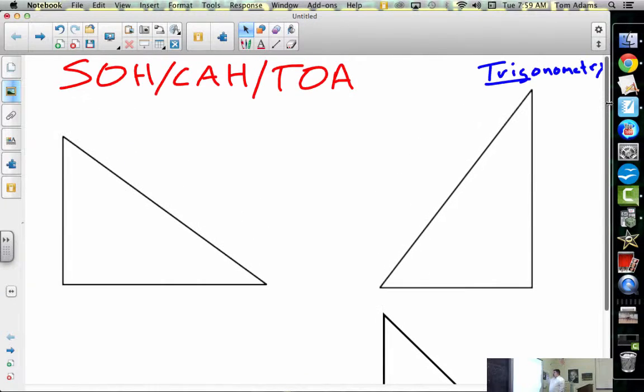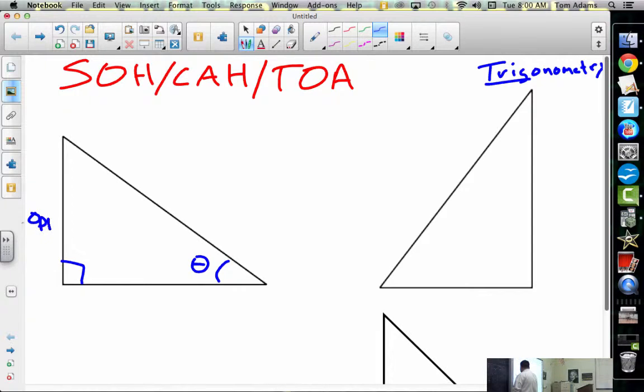Okay. So SOHCAHTOA: on any right triangle, there's a 90-degree angle. Okay? And then somewhere there's an angle, and we can measure, there's 3 angles on a triangle, but if you pick one and call it theta, there's an angle theta. Now, the side of the triangle across from the angle is the opposite side. So here's my angle theta, and this is my opposite side.